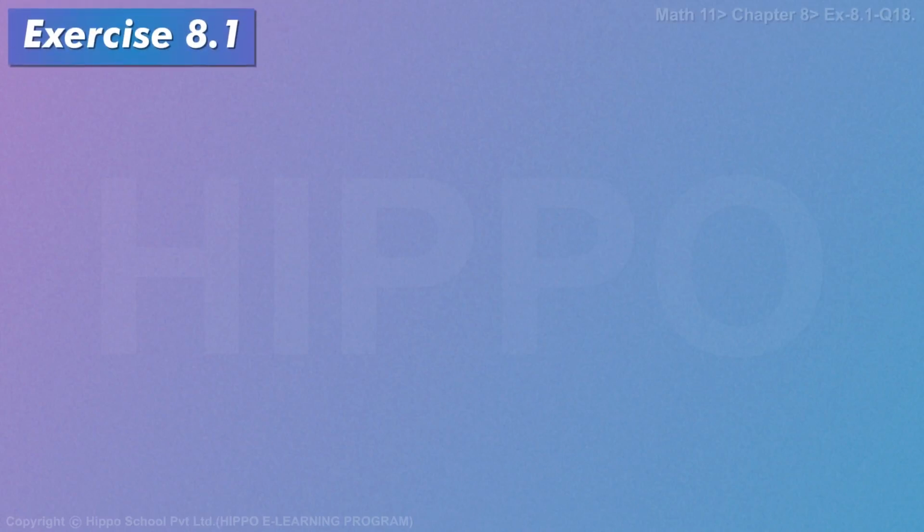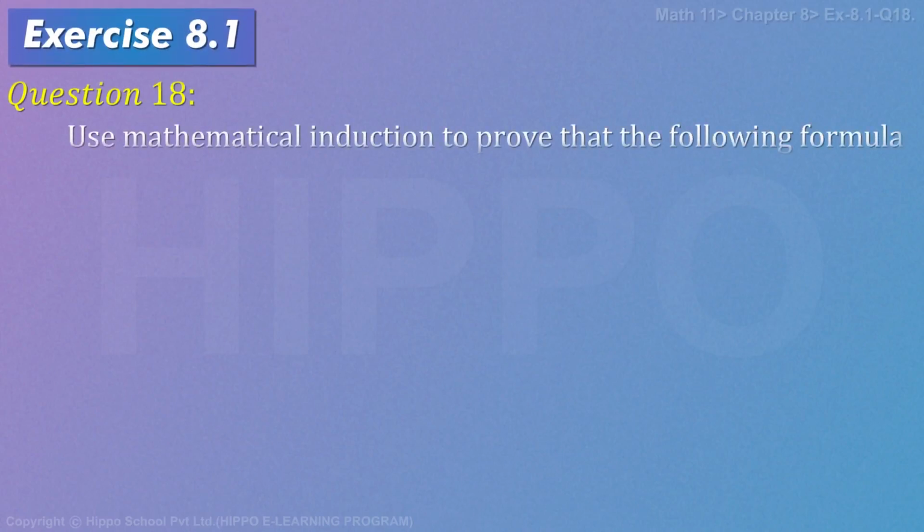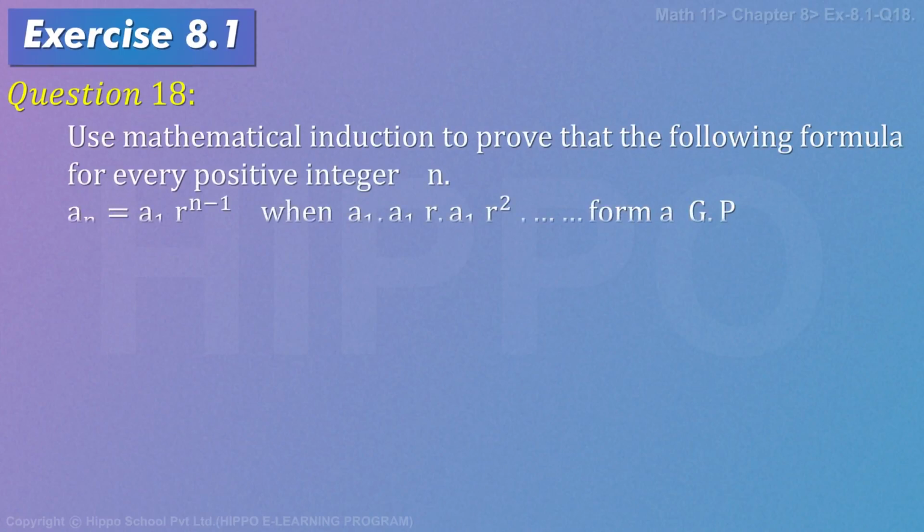Exercise number 8.1, question number 18. Use mathematical induction to prove that the following formula for every positive integer n equals a1 r raised to power n minus 1, when a1, a1 r, a1 r square, and so on form a GP.